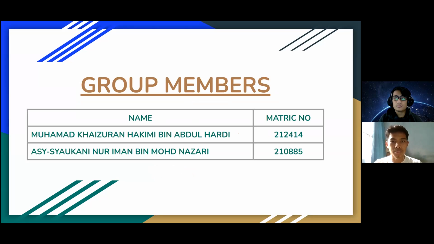This is our group members. The first one is me, Muhammad Kaizran Hakimi bin Abdul Hardi. My matric number is 212414. Next I will pass to Ashokani. Hi, my name is Ashraf Karim Iman bin Muhammad Nazari. My matric number is 210885.